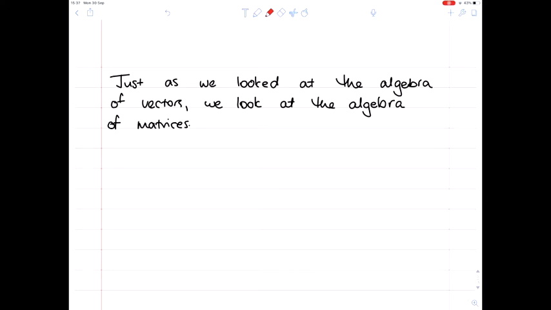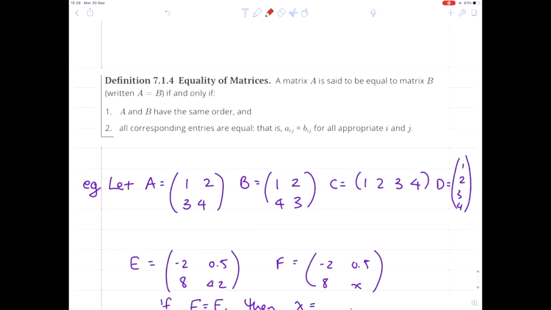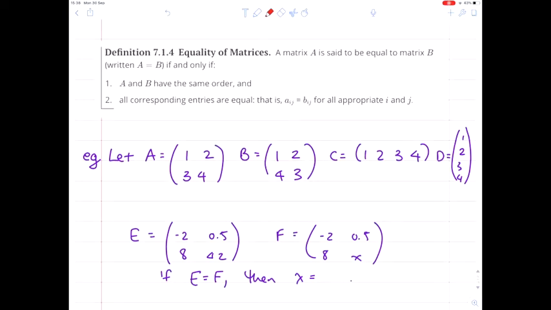So just as we had a look at the algebra of vectors, so we looked at how to add them, subtract them, multiply them, we need to have a look at the algebra of matrices. And you'll see that this is very similar to the algebra of vectors, which is unsurprising since vectors are matrices. So the first thing we want to know is how can we tell if two matrices are equal?